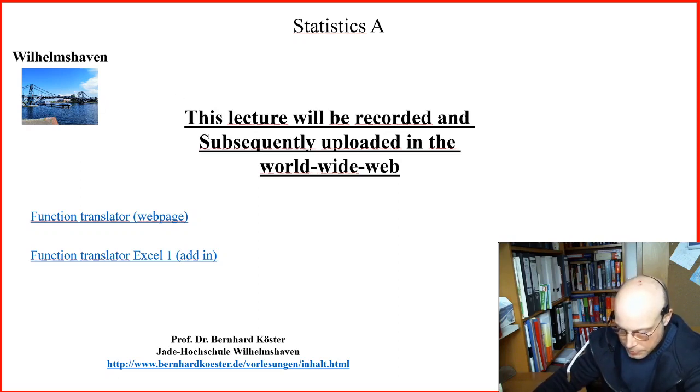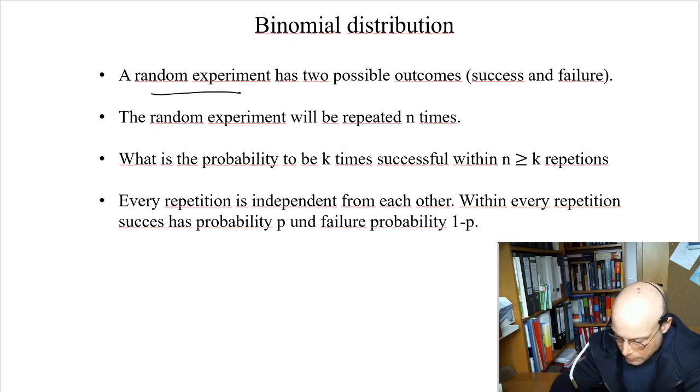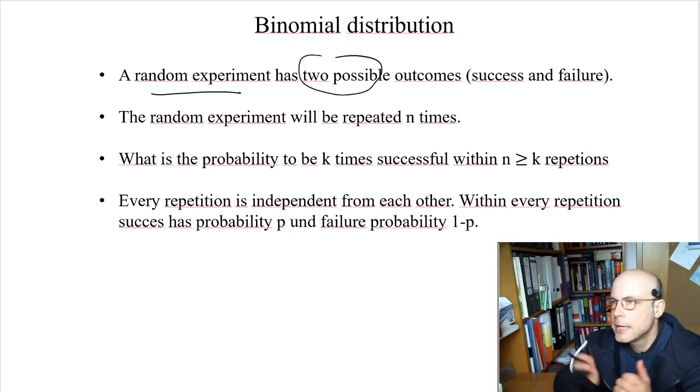with a classical distribution when we are flipping a coin, and this is a so-called binomial distribution. What does it mean, a binomial distribution? We have a random experiment, and especially in this random experiment we have only two possible outcomes: success or failure, or if you are flipping coins, this is the classical experiment for a binomial distribution.